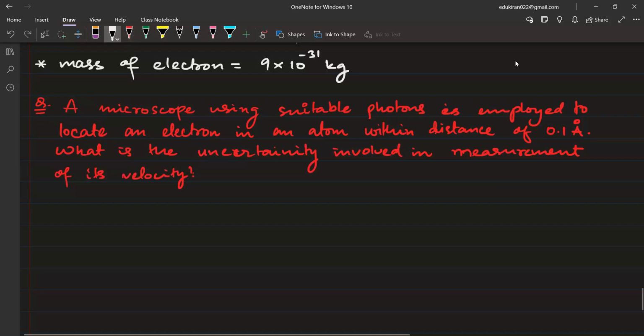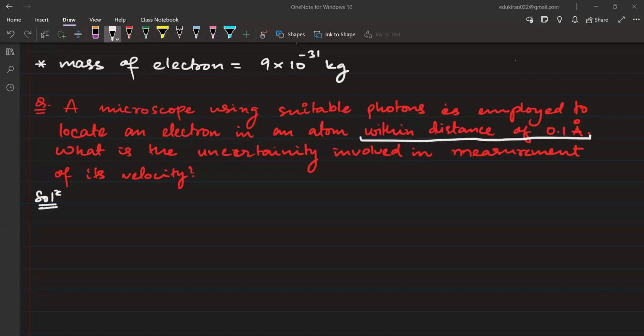Okay, see here guys. It is saying a microscope using suitable photons is employed to locate an electron in an atom within the distance. What does this mean? Wherever you locate the electron, it should be within the distance of 0.1 angstrom. That means the error is 0.1 angstrom. How much is the error here? 0.1 angstrom. So delta x in position is equal to 0.1 angstrom, which is equal to 0.1 into 10 to the power minus 10 meters.